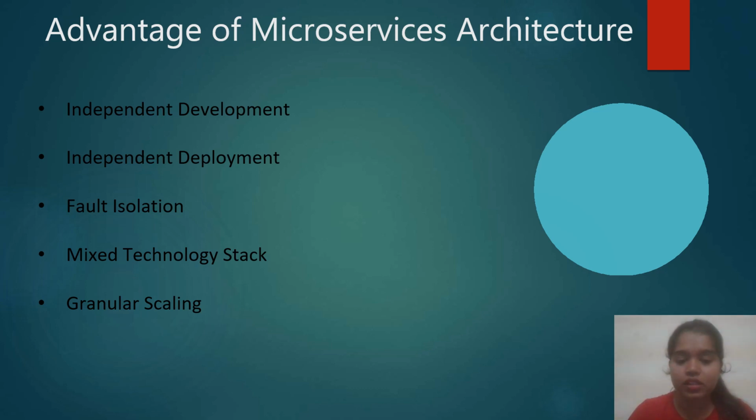The third advantage is fault isolation. It is a very big advantage. If a service goes down, it would not take the entire application down, right? The fourth advantage is mixed technology stack. The feature team can pick up any technology which fits best for that service, right? The fifth advantage is granular scaling, which means a service can be scaled independently, unlike monolithic architecture, where we know that after deploying multiple instances, we cannot scale only a particular service, right?